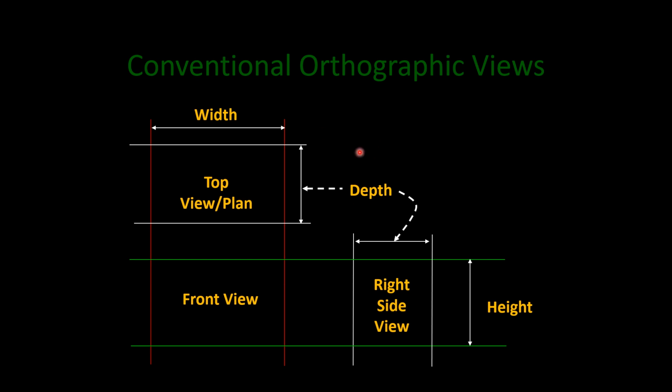In these conventional orthographic views, the width dimension is aligned between the front and the top view using the vertical projection lines, as is clearly shown in the image. The height dimension is aligned between the front and the profile view using the horizontal projection line, which is also clearly shown in the image. Because of the relative positioning of the 3 views, the depth dimension cannot be aligned using projection lines. Instead, the depth dimension is measured in either the top or the right side view.